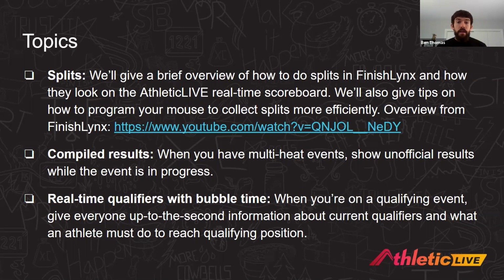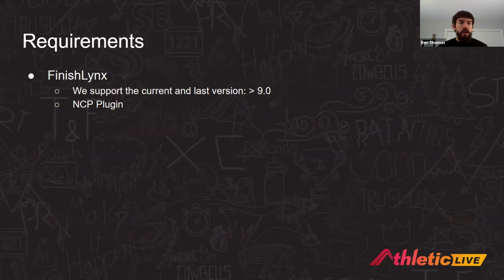And today we'll primarily just be in FinishLynx. We'll use High-Tech a little bit, I've set the meet up in High-Tech, but if you use Meet Pro or other systems, but you use FinishLynx as well, this will still apply to you. The requirements for today, just need to do the things that we're doing. You just need to have FinishLynx greater than 9.0 and the NCP plugin or the Netcom plugin. It's just what allows data to be sent from FinishLynx to a source on the internet, in this case, AthleticLIVE.